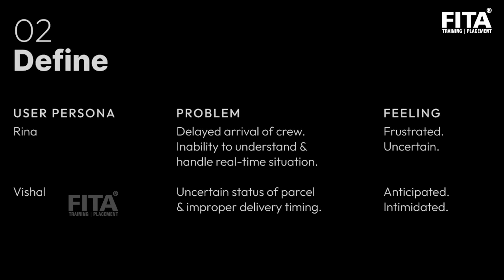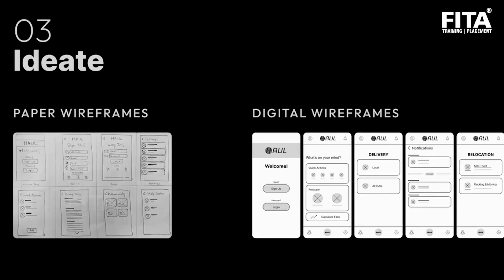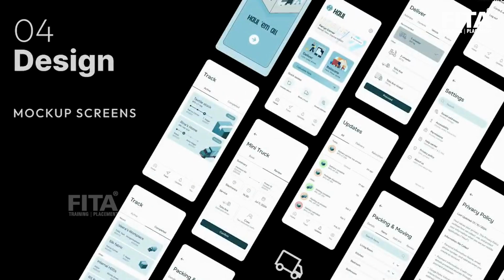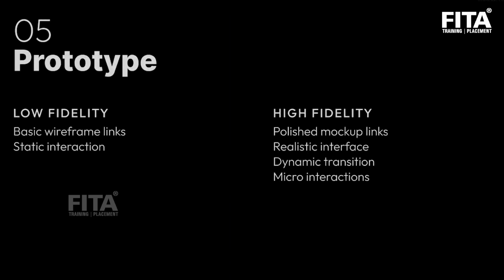The third phase started, which is to ideate. First, paper wireframes were done so that I had a basic rough idea of how the app will look, and then it was converted into digital wireframes to get a more accurate skeletal structure. So after this, the next phase was to design, which is the mock-up screens. The screens that resemble the actual user interface of the app, the final app. So all these designs have been implemented, keeping in mind the motive, the problems and the pain points which had to be addressed. So the next and final phase was to prototype.